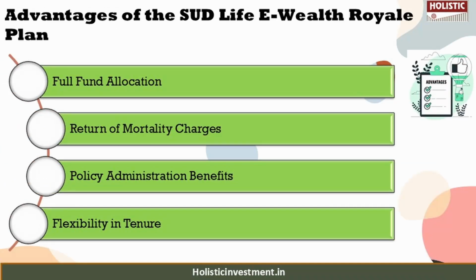Some of the advantages are: your premium is invested in the chosen funds with no allocation charge, your mortality charges deducted during the policy are added back to the fund value at maturity, no administration charges from the 11th policy year, plus a return of charges at the end of the 10th year. You have the option to extend both the premium payment term and policy term. You also have the option to receive your death benefit in installments instead of a lump sum. So these are some of the advantages.